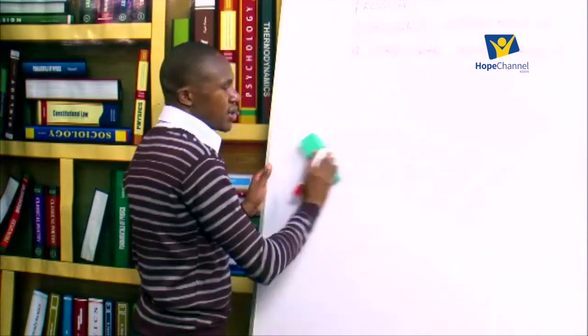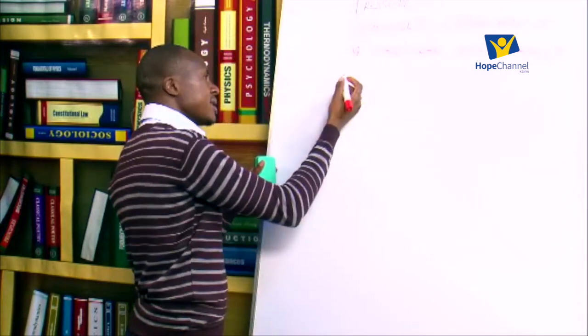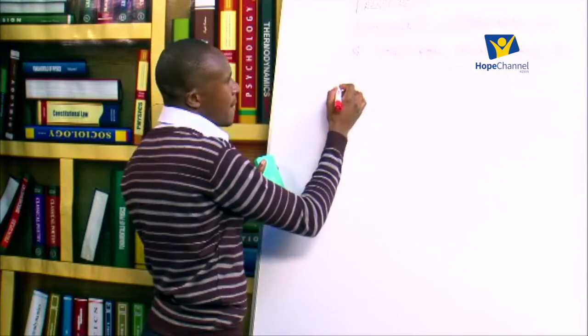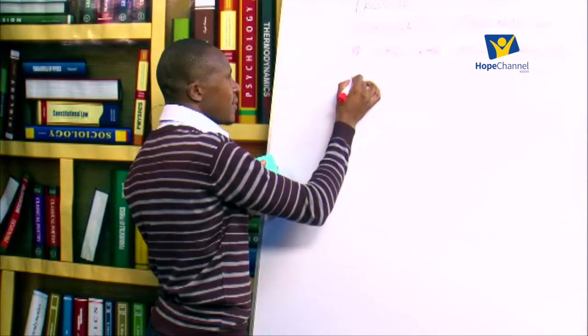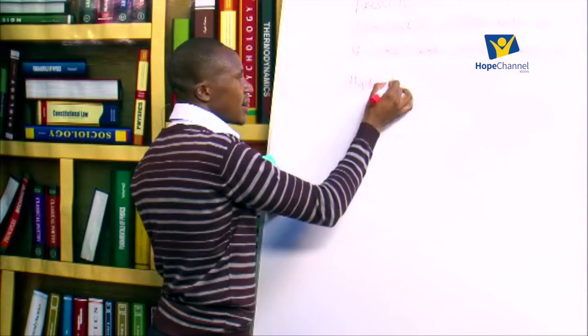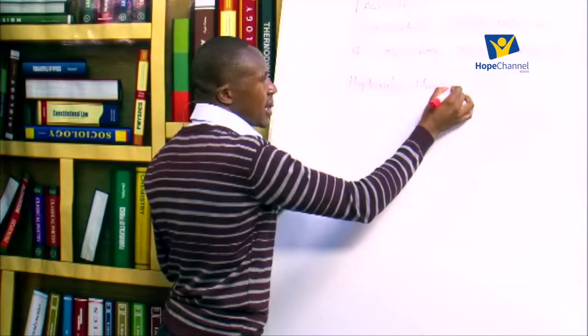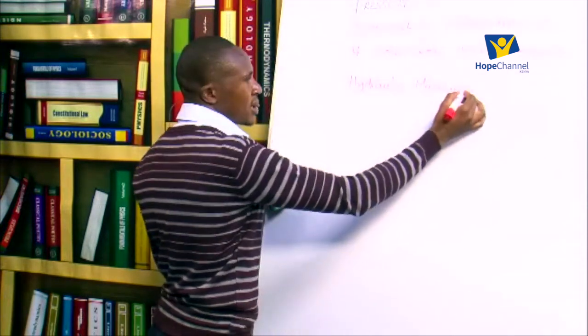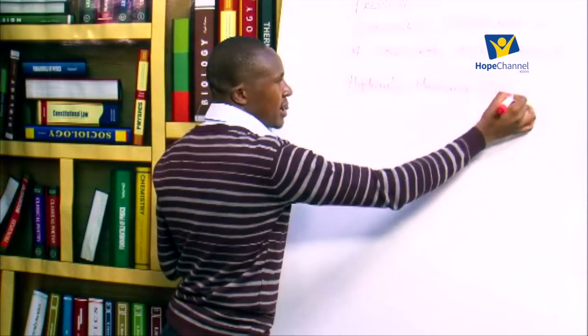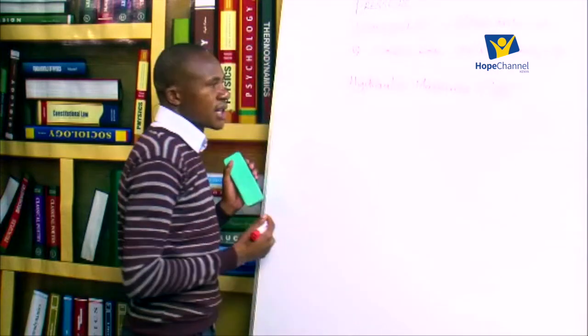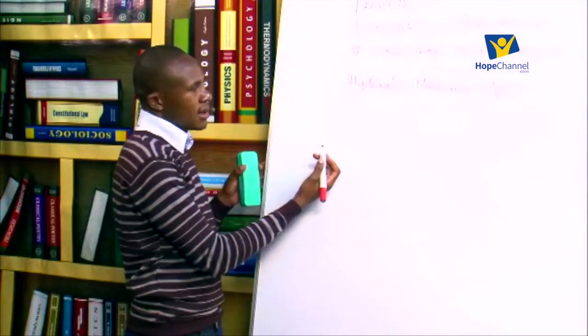A hydraulic lift is used to raise heavy loads. So we have hydraulic machines. In particular, I want us to talk about the hydraulic lift. The hydraulic lift makes use of the principle of transmission of pressure. Now, how does it look?